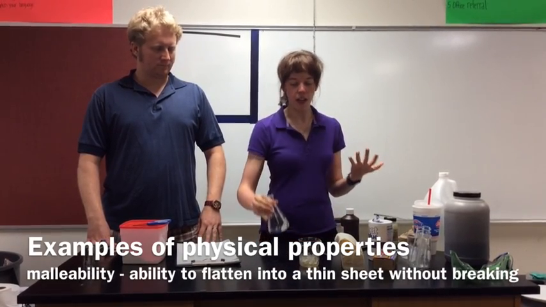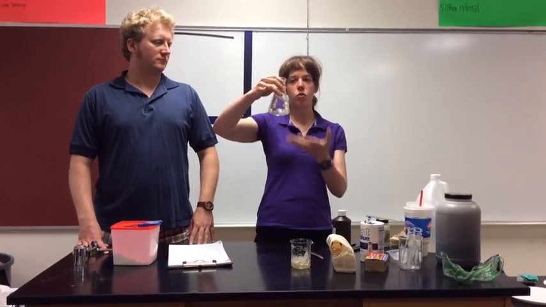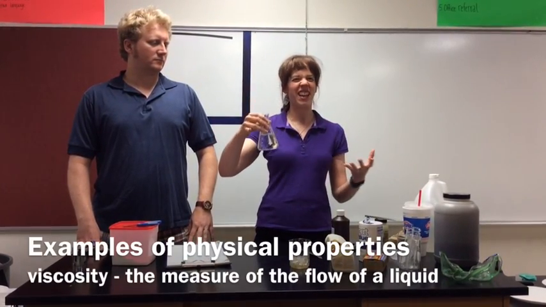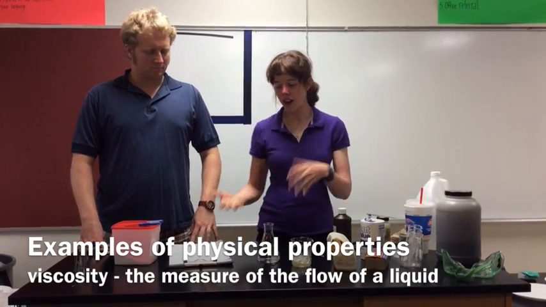Some of your physical properties are dependent on state. Like our liquid, we said, looked really liquidy. The fact that it moves around really easily, that's its viscosity. If it was something like honey, it would flow a lot less easily, and that would be a higher viscosity.